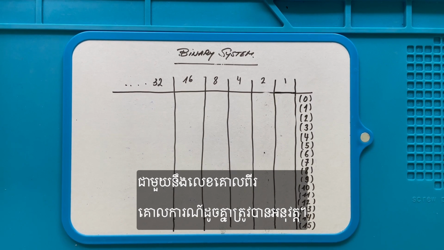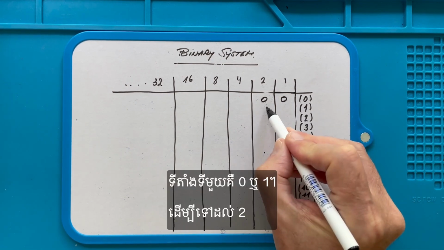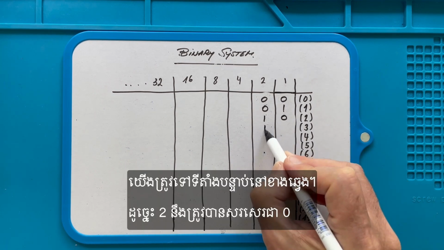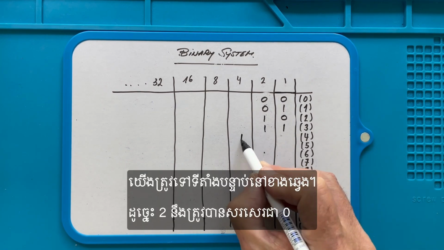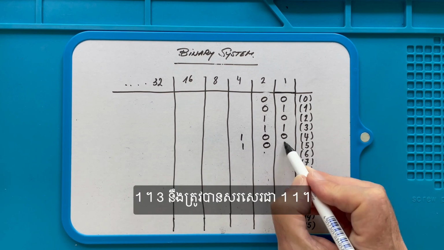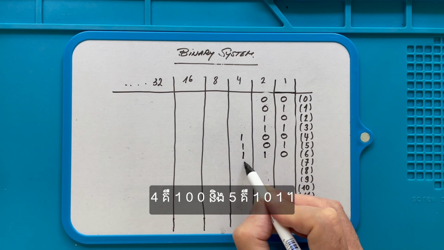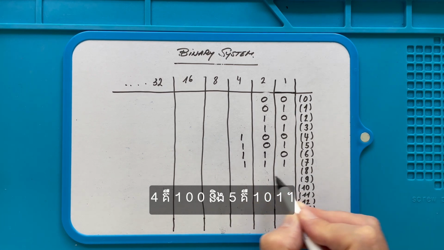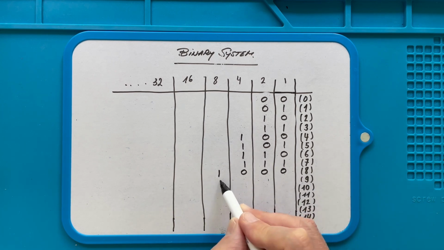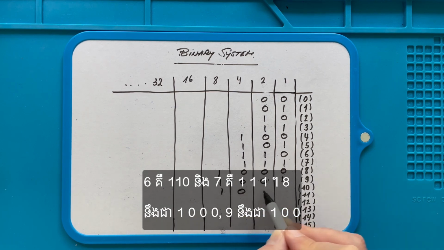With binary numbers, the same principle applies. The first position is either a 0 or a 1. To arrive at 2, we need to go to the next position to the left. So 2 will be written as 1, 0. 3 will be written as 1, 1. 4 as 1, 0, 0. 5 as 1, 0, 1. 6 as 1, 1, 0. 7 as 1, 1, 1.